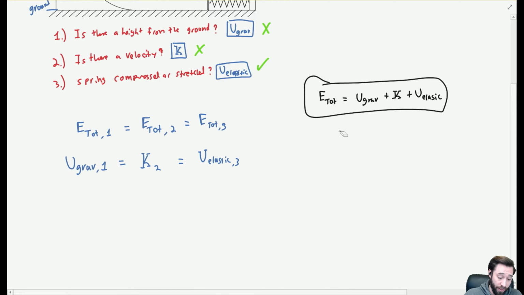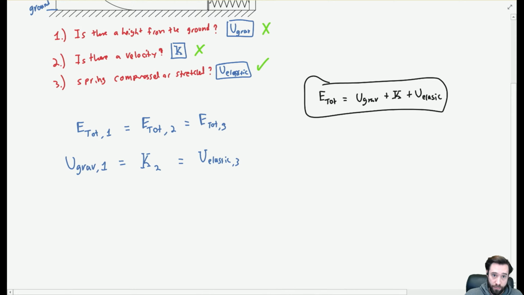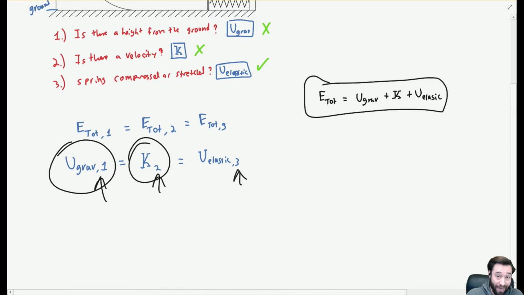So that's why I developed this method to help you cancel out which ones are present for each state. So you don't have to write things that you don't need. Cool. So that's why I've notated with a subscript. This is gravitational potential at state 1, kinetic at state 2, U elastic at state 3. Okay.